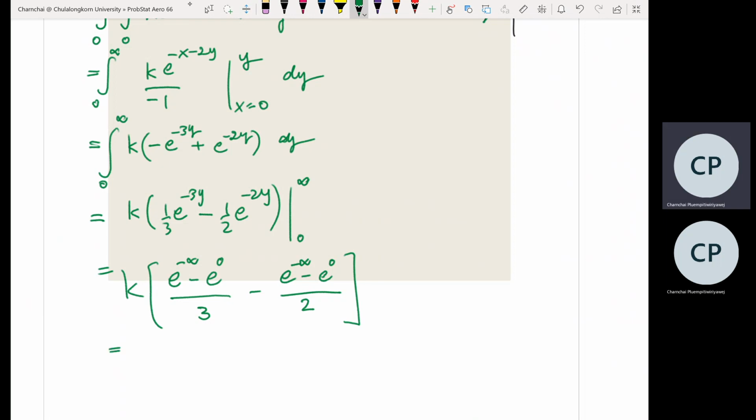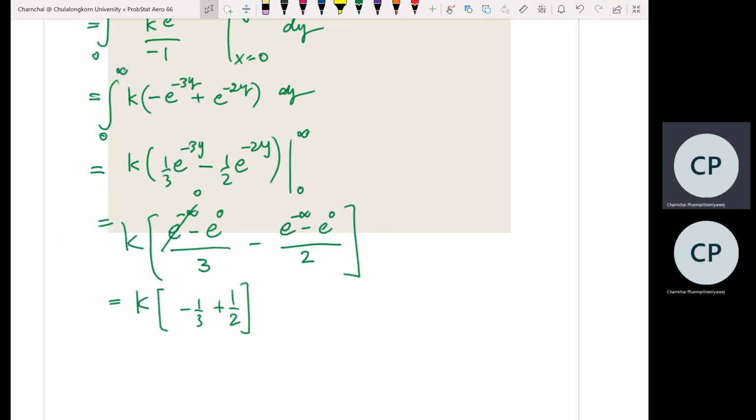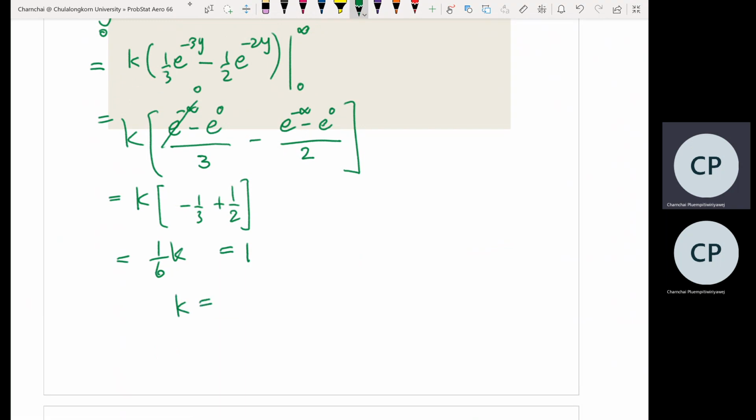So this is what k this is. Negative infinity, e to the negative infinity is 0, so you got negative 1/3 plus 1/2, which is how มันติดลบอยู่ โอเค okay, it's 1/6, k must be equal to... and then k equal to 6.